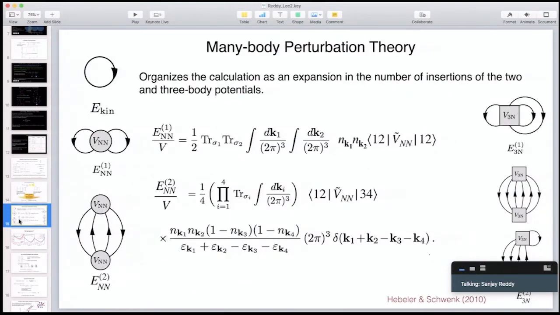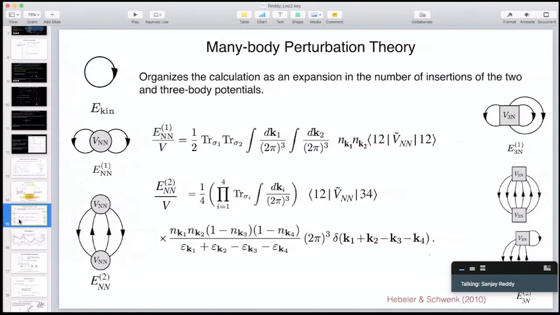So let's start with the simplest way of approaching this problem using a method called many-body perturbation theory. So what you do is you basically have two-body and, say, three-body interactions, and you decide that you can write down diagrams. So given a Hamiltonian, and you write down the Hamiltonian in the second quantized form, you can start writing diagrams. You can represent different terms that appear as contributions to the energy, depending on how many times you insert a potential. So you organize the calculation in terms of these diagrams. Each diagram has an algebraic expression associated with it.